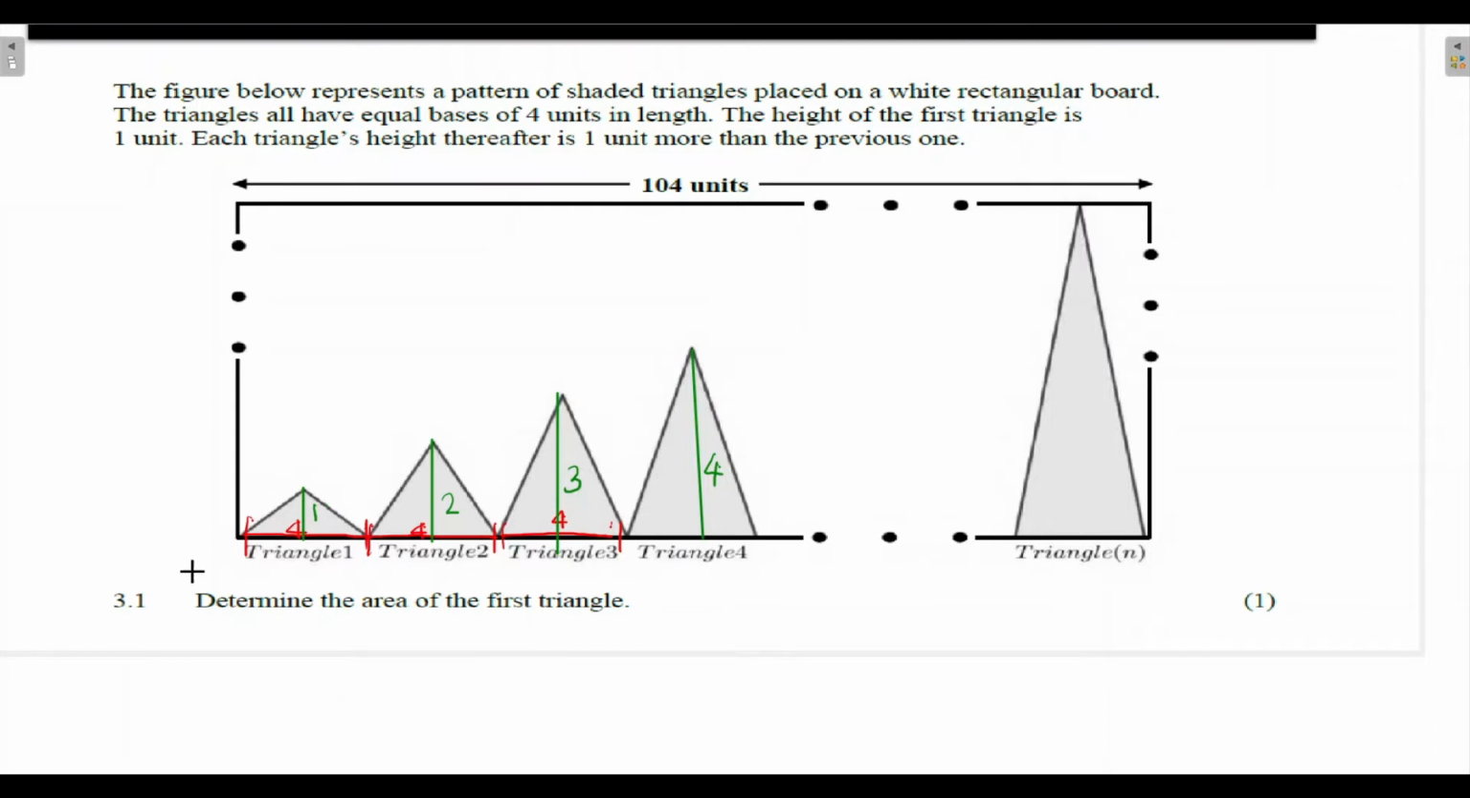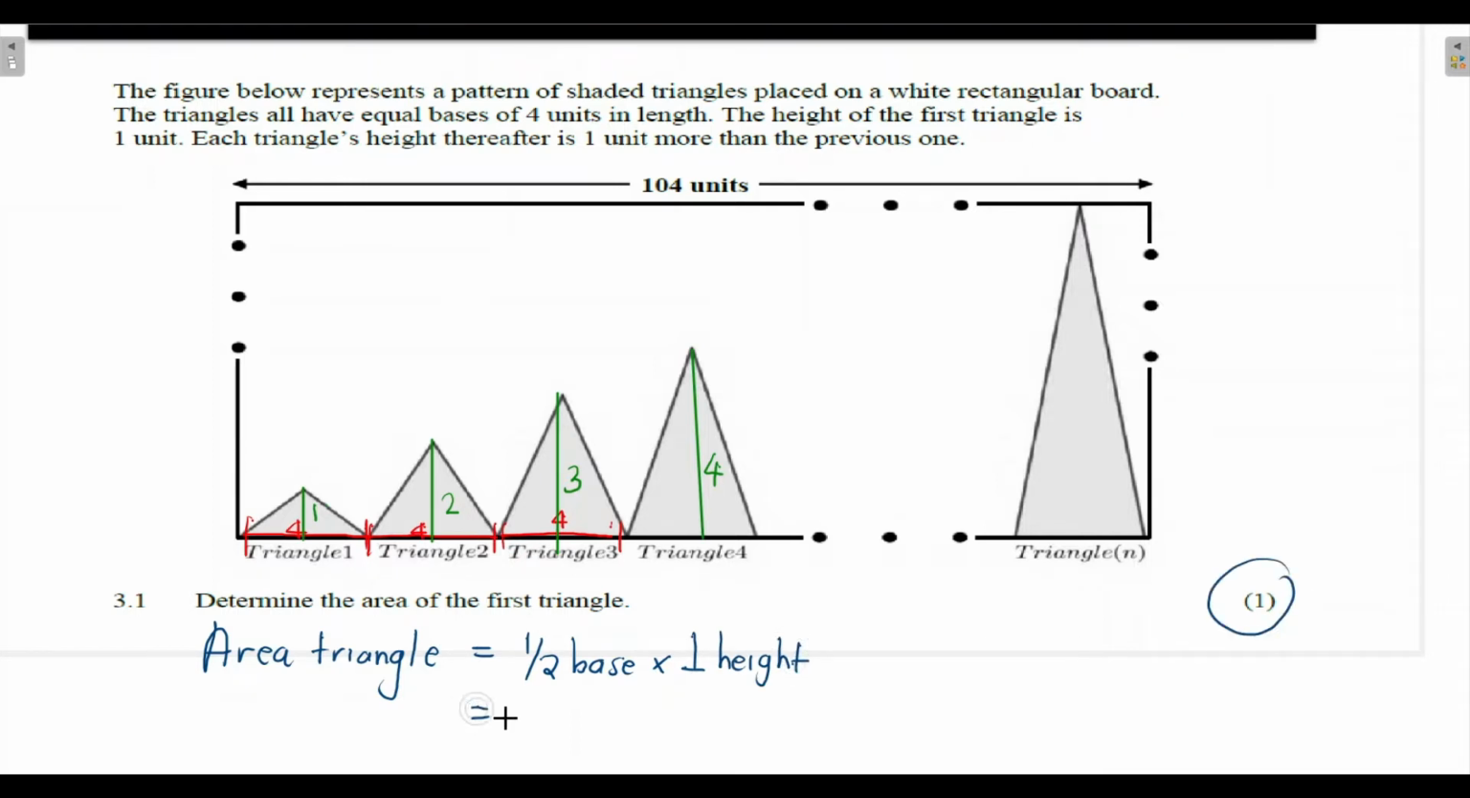This one is simple, guys. To determine the area of a triangle is equal to half base multiplied by the perpendicular height. Okay, it's out of 1 mark, guys.